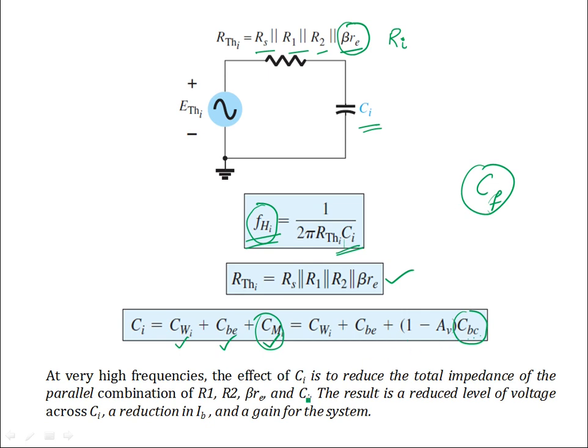Now at very high frequencies, the effect of Ci is to reduce the total impedance of the parallel combination of R1, R2, beta RE and Ci. So this will result in a reduced level of voltage across Ci and a reduction in Ib and gain for the system. Okay, that is how the gain is reducing.